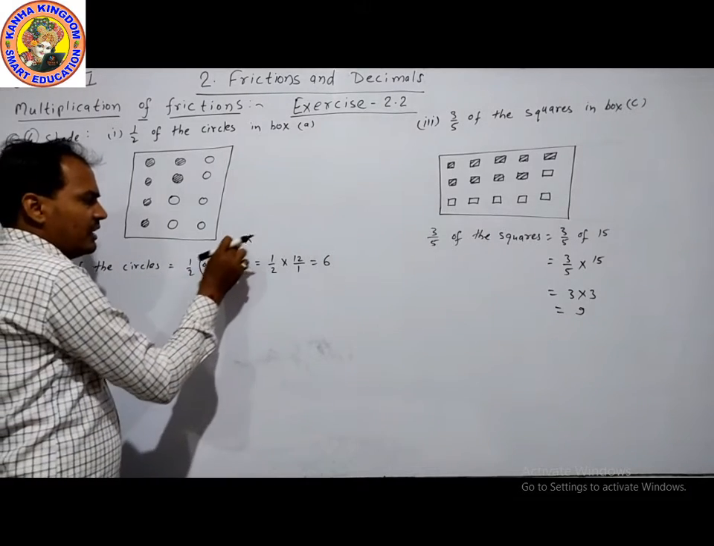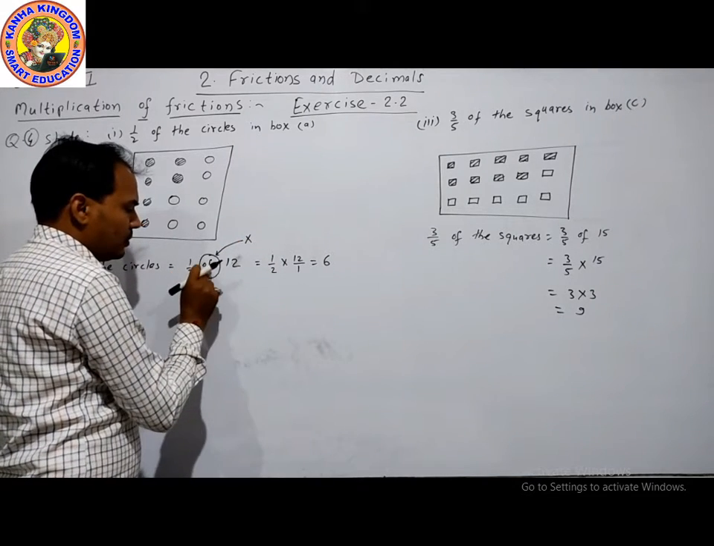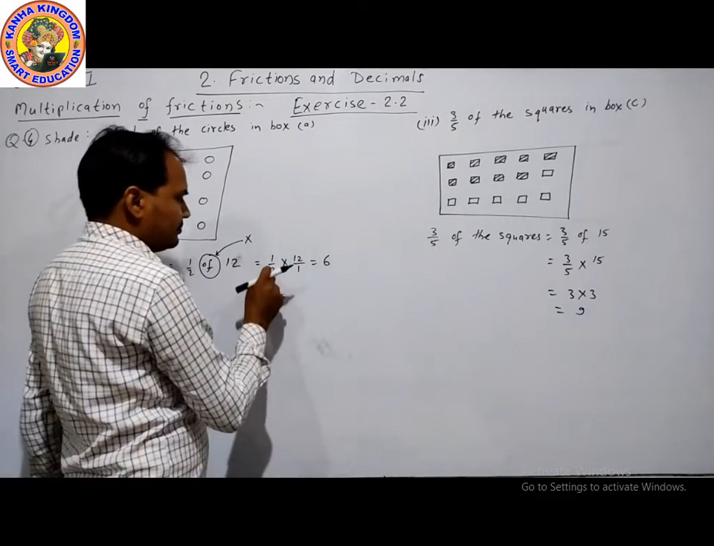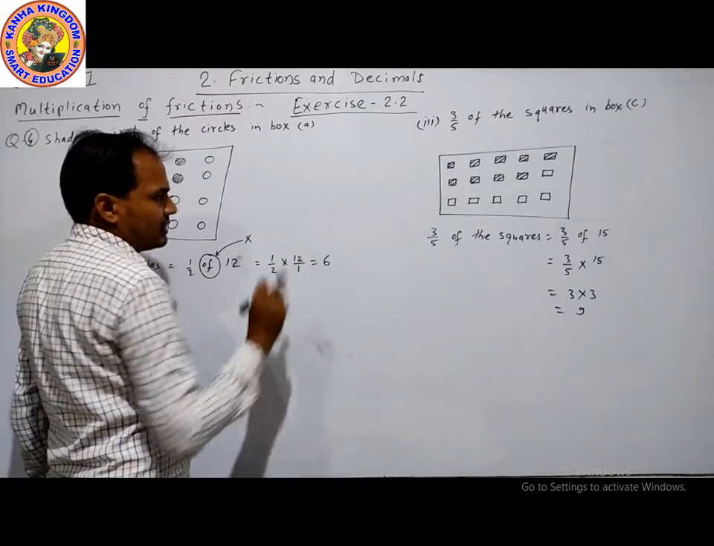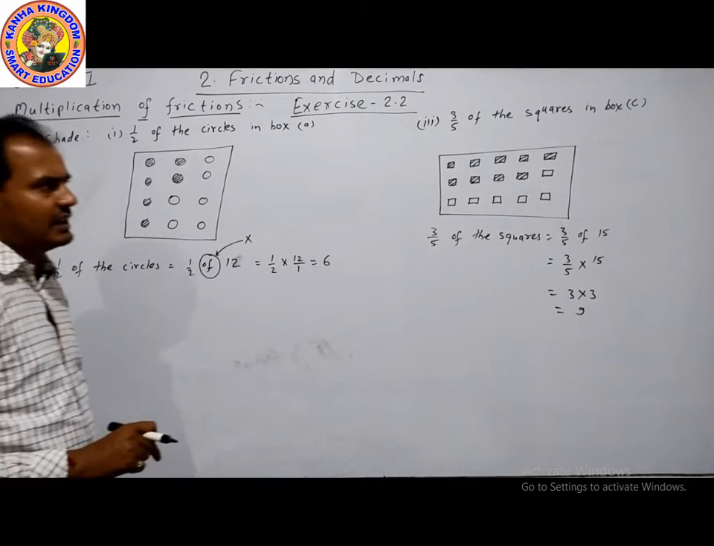Now "of" will be replaced by a multiplication sign. So 1 by 2 of means multiply 12. 2 can divide 12 by 6 times. So we will select 6 circles in this diagram.